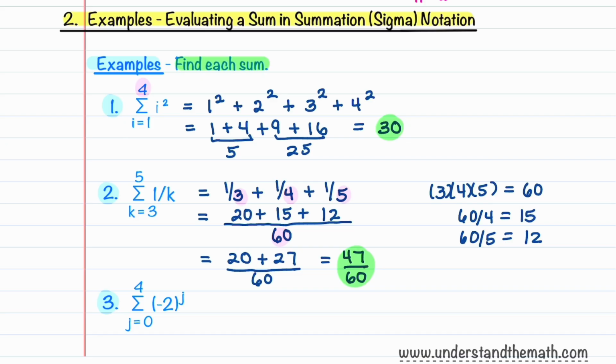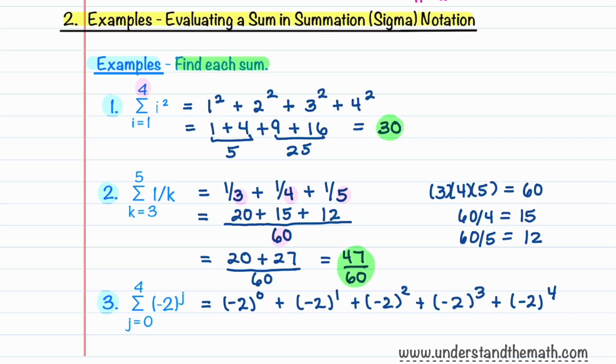This one is different because it starts with a 0 and it also has a negative in it. Let's start by writing down our terms. Our first term is minus 2 to the 0. And then our second term is minus 2 to the 1. And then we have a minus 2 squared. We have a minus 2 cubed. And then our last one, j is 4. So we have a plus minus 2 to the 4th.